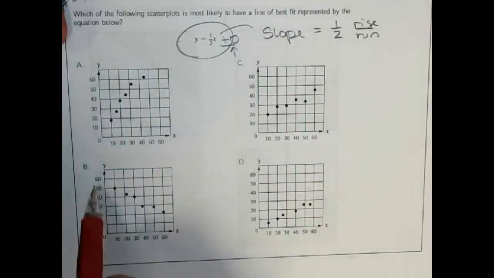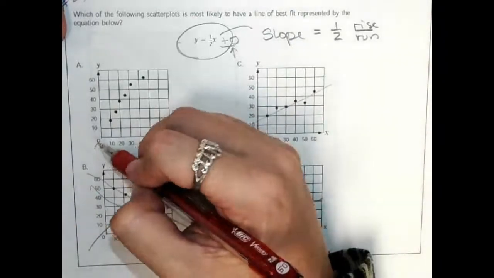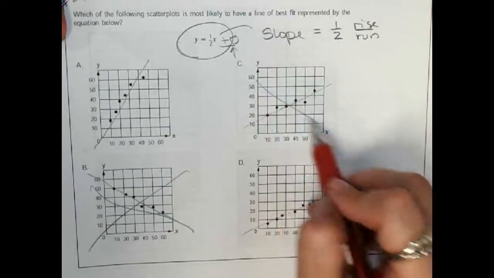Well, this one, if I draw that line in, it's not crossing at 0, so this is definitely out. This one doesn't look like it crosses at 0. This one crosses at 0. That one looks okay. And this one seems to cross at 0, so that's okay. This one's not crossing at 0, so this is also out.